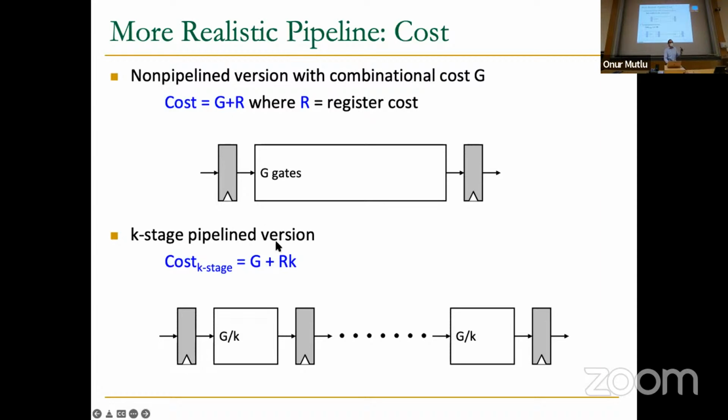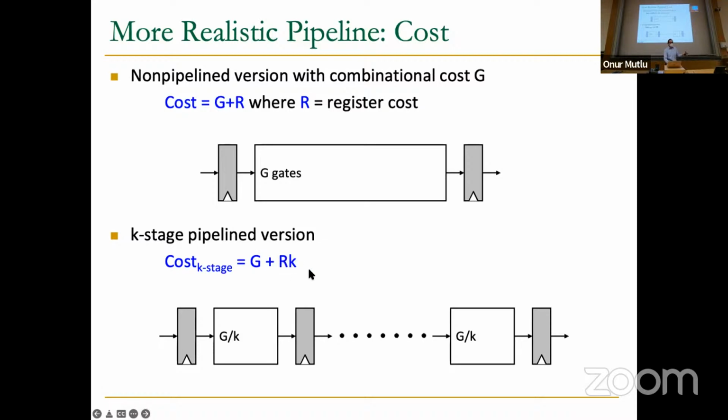For the k-stage pipelined version, ideally you would have G over k. Ideally, I would say, because it's very difficult to divide, for example, to 30 stages where you perfectly divide the G gates into G divided by 30. You normally need to add a lot more, as we will see. But even if you assume that, your G gates still remain the same, but your register cost is linearly increasing with the number of stages.